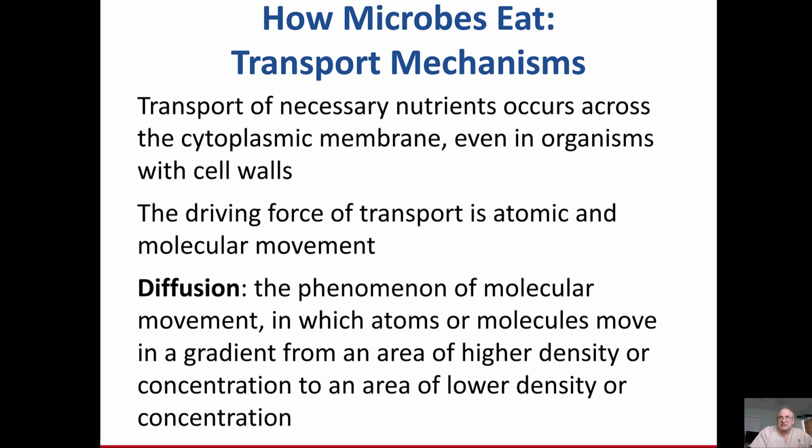So transport of necessary nutrients occurs across membranes. Usually this is what we're talking about. They have to get things into the cell. Not everything, things that they need. And we do this through a permissive nature of cell walls and embedding proteins and various things that facilitate the movements across. But one that we're going to talk about doesn't require any specialized hardware. It's taking advantage of just having that phospholipid bilayer membrane, and we have things that diffuse, which is a phenomenon of molecular movement in which atoms or molecules move in a gradient from an area of higher concentration to an area of lower concentration. You can substitute the word density in there if you want, but concentration seems to make more sense to me.